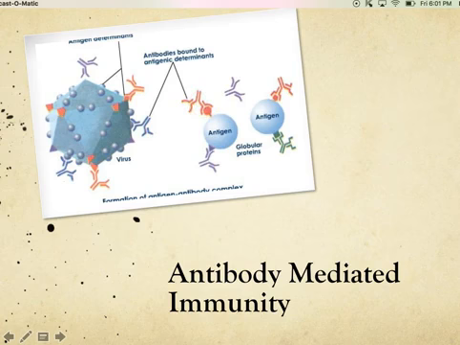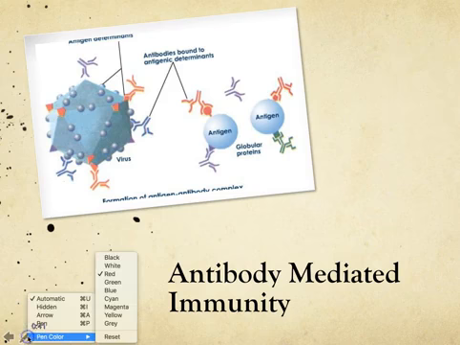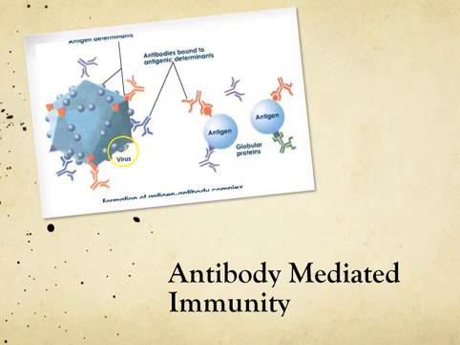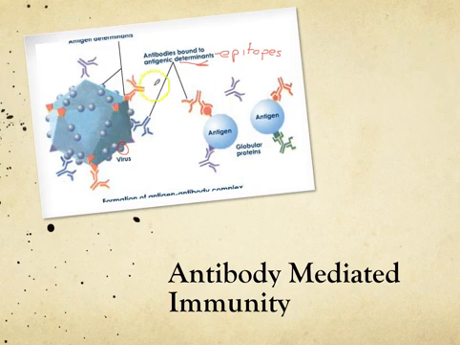Those surface markers, they're calling them determinants in this image, but we have another name for those. We call them epitopes. Epitopes, E-P-I-T-O-P-E-S. So on the surface of each one of these viruses, not unlike any of our cells, there are many different proteins on the cell surface.